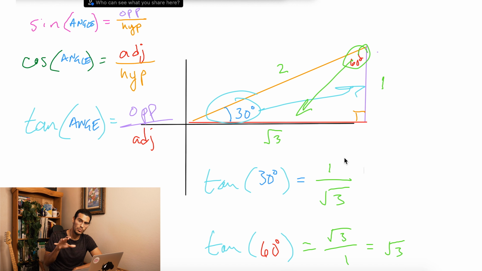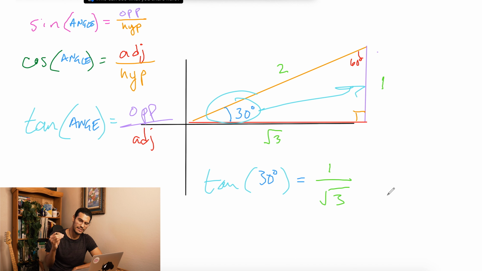Now, I'm only working with 1, root 3, and 2, because that's the ratios of a special right triangle. So I'm using the 30, 60, 90 triangle as an example, because we hopefully learned about it last time. Your 30, 60, 90 triangle isn't always going to be 1, root 3, 2 exactly, but it will be numbers that have those ratios. 10 to 10 root 3 to 20, or 50 to 50 root 3 to 100, and so on.